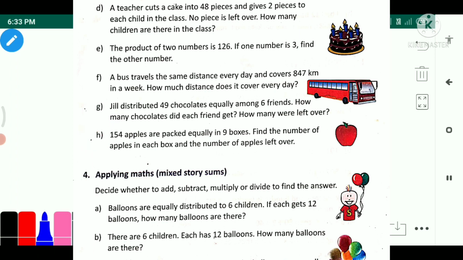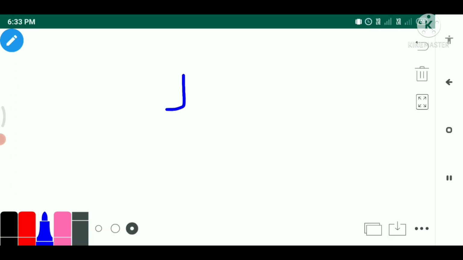Okay, so this one you will do it. Now see H part. 154 apples are packed equally in 9 boxes. Find the number of apples in each box and the number of apples left over. So total 154 apples are there, and these are packed equally in 9 boxes. That means this much of apples are divided in 9 boxes. So we have to find the number of apples in each box.